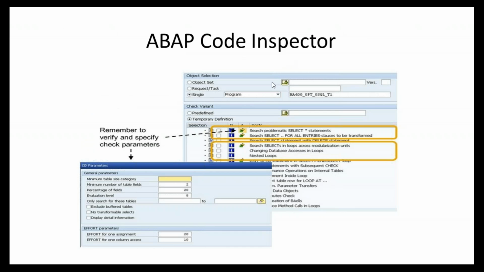Now we have something called ABAP Code Inspector. ABAP Code Inspector is something we'll be focusing on. We'll see what exactly we do in the ABAP Code Inspector. It is something used for improving the performance. If we want to improve the performance, are there any steps that we have to do? Okay, we can do it.